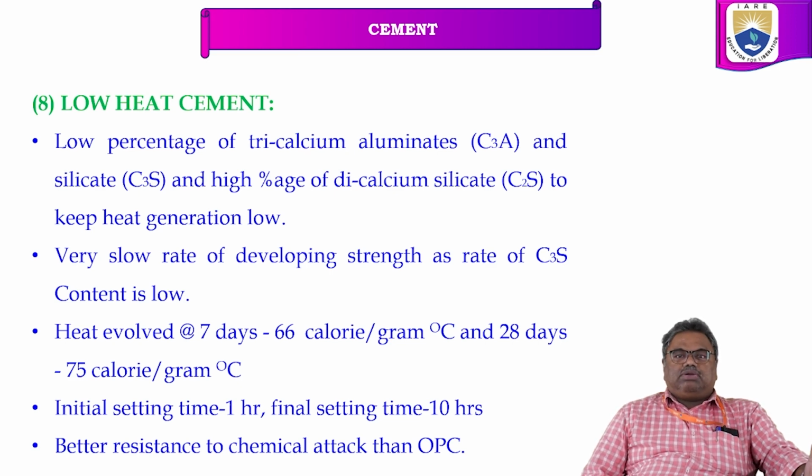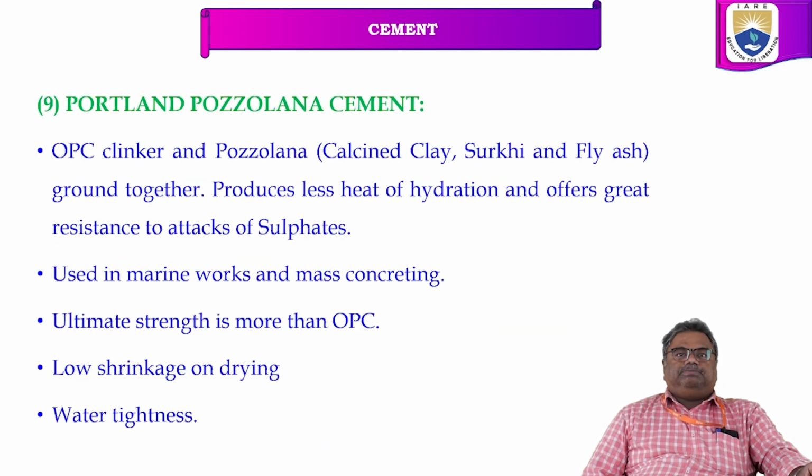So initial setting time is around 1 hour. Ordinary Portland cement initial setting time is 30 minutes. Here, if you are using low heat cement, we'll get an initial setting time of 1 hour and a final setting time of almost 10 hours. It also has better resistance to chemical attack. If you are using this cement, it has better resistance to chemical attack compared to ordinary Portland cement.